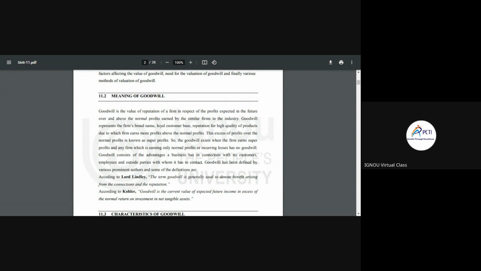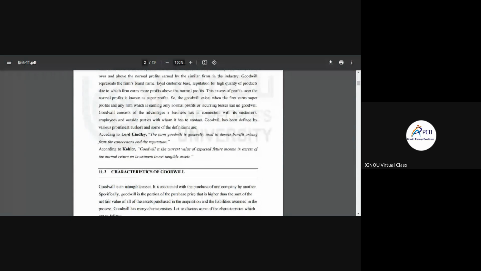Goodwill has been defined by various prominent authors, and some of the definitions are as follows. First one is given by Lord Lindley. He said that the term goodwill is generally used to denote benefit arising from the connection and the reputation. Next one is given by Kohler, that goodwill is the current value of expected future income in excess of the normal return on investment in net tangible asset.